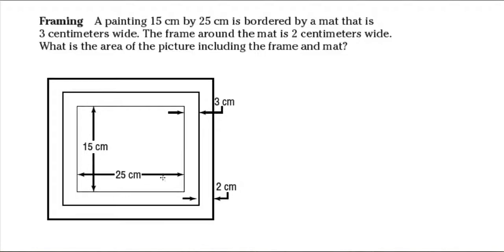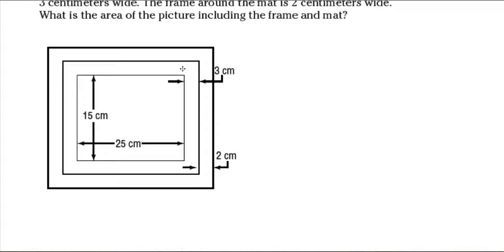You have a painting that's 15 by 25 centimeters, and it's bordered by a mat which is 3 centimeters. So right there is 3 centimeters. The frame around the mat is 2 centimeters wide, right there. So it's asking what is the area of the picture, including the frame and the mat. So you want to find the area of the entire, biggest rectangle.